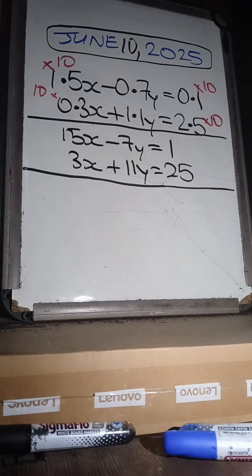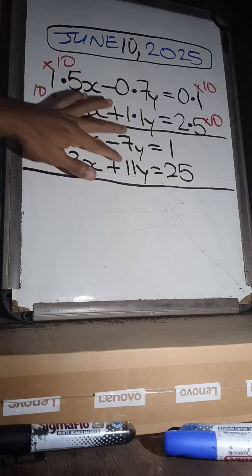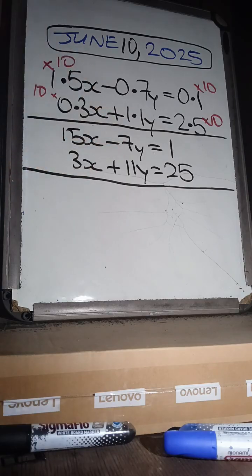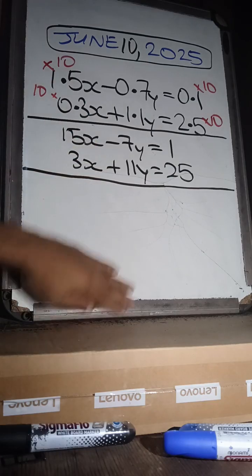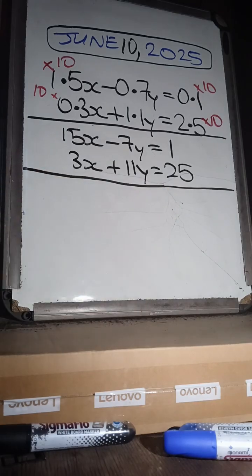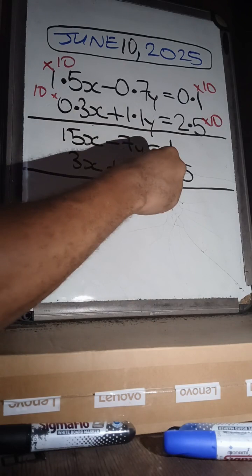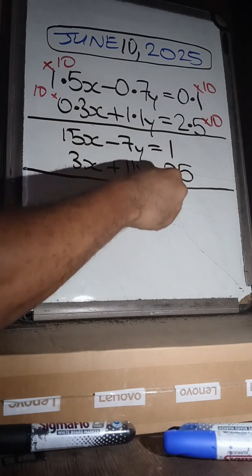And then, well, for me, alright. The LCM of 3 and 15 is 15. The LCM of 7 and 11 is 77. So, I'm going to cancel x's and cancel y's. So I'm going to do that on the left and on the right.